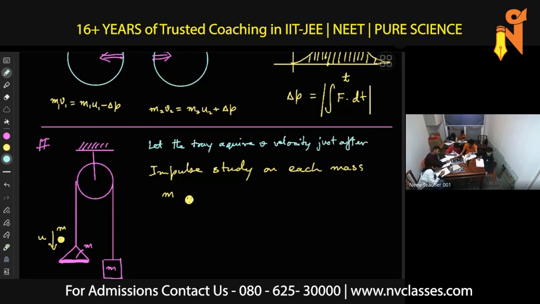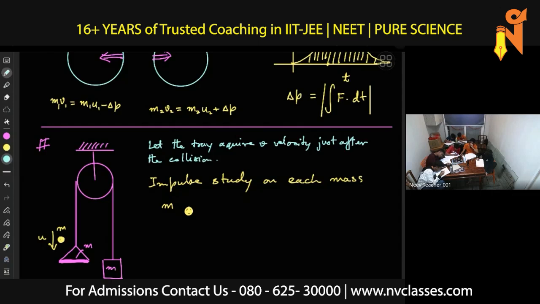just after striking. So who will write the impulse equation for M? For the yellow one. Vishwagna, you can add. Tell M1 V1, M it is of the yellow, into V1, which is 0.